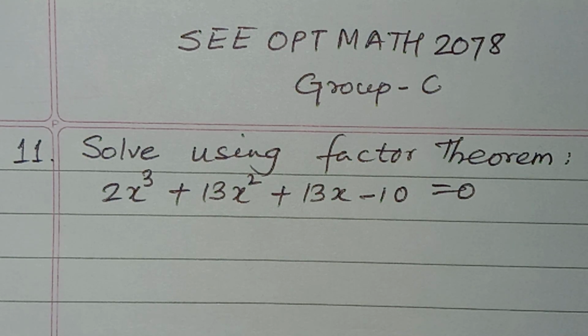Now we are going to discuss question number 11, and it goes like this. Solve using factor theorem: 2x cube plus 13x square plus 13x minus 10 equal to 0. Here we have to use the factor theorem. First of all, we should know what will be the zero of this equation.